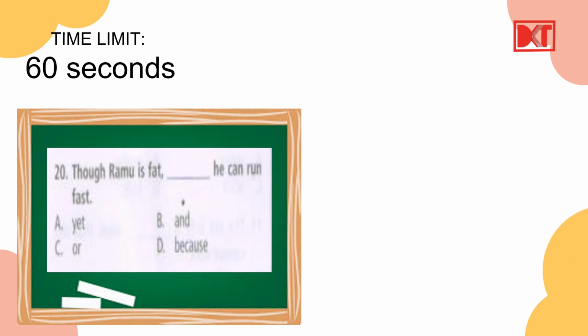Though Ramu is fat, dash he can run fast. Yet he can run fast, and he can run fast, or he can run fast, because he can run fast. The correct answer is A, yet. Though Ramu is fat, yet he can run fast. "Though Ramu is fat" means notwithstanding the first thing, the second thing is happening. Though and yet. Right? Though Ramu is fat, yet he can run fast. Alright.